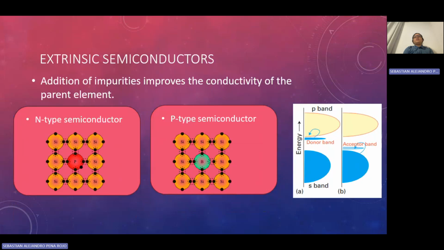And here there is a graph in which we can observe, first in the A graph, there is an addition of a donor band, which is closer to the empty p band, and it can flow more easily into it. And there is also a graph for the p-type semiconductor, the B graph, in which an acceptor band is added, to which the electrons in the semiconductor can go into, shortening the band gap.